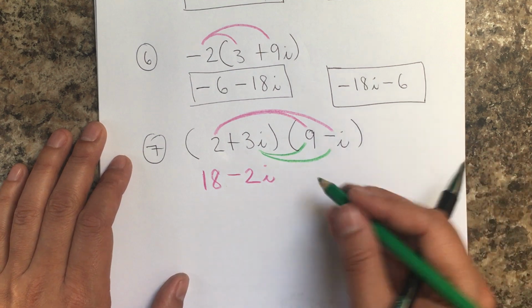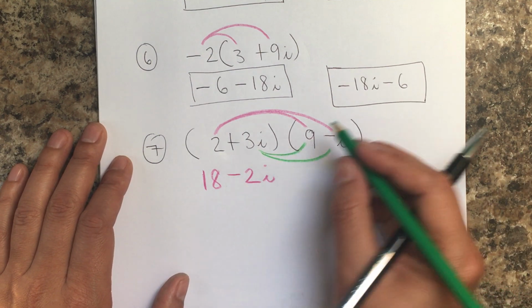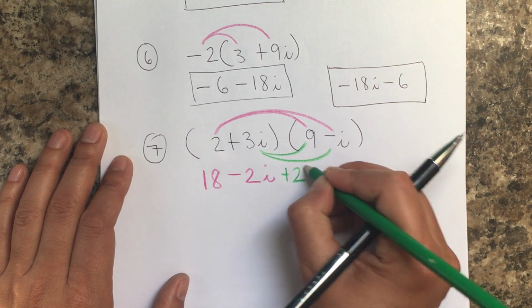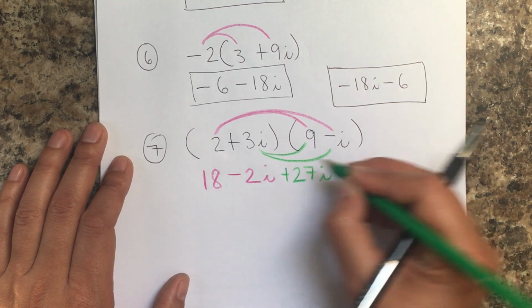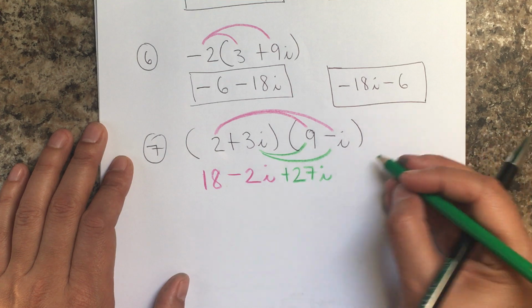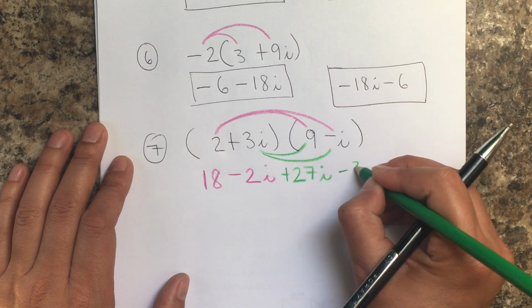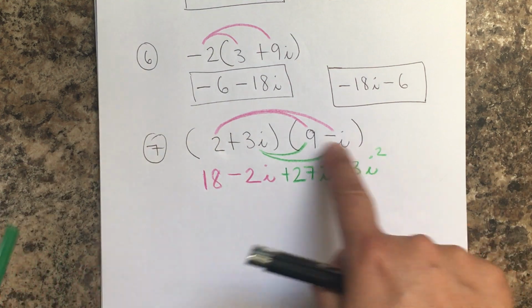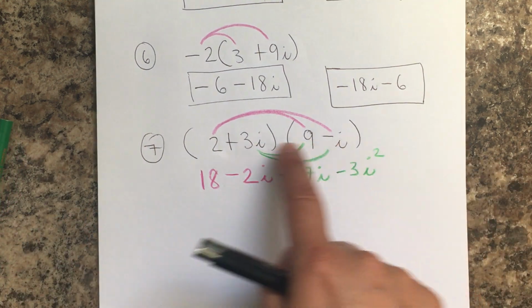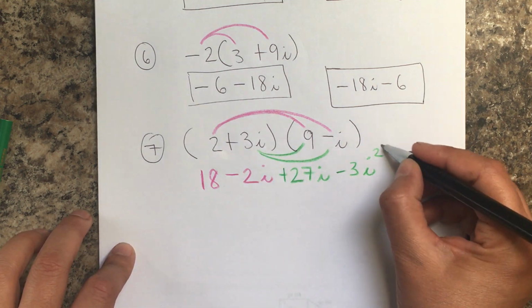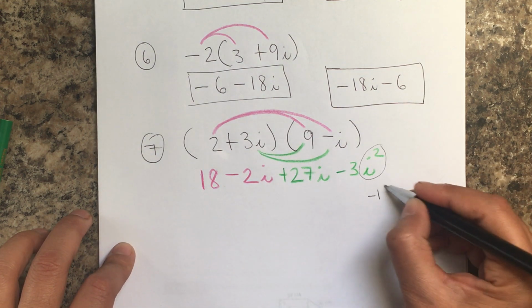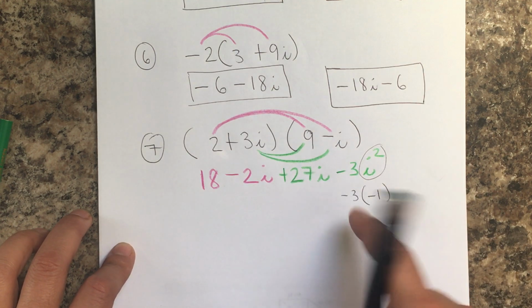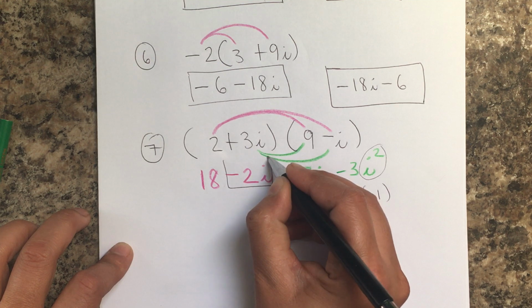3i times 9 is 27i. And 3i times negative i is negative 3i squared. The square comes from multiplying two i's, okay? This becomes the negative 1 times the coefficient. And these are like terms.